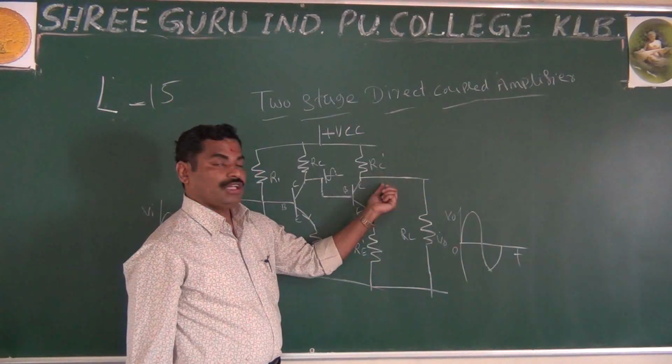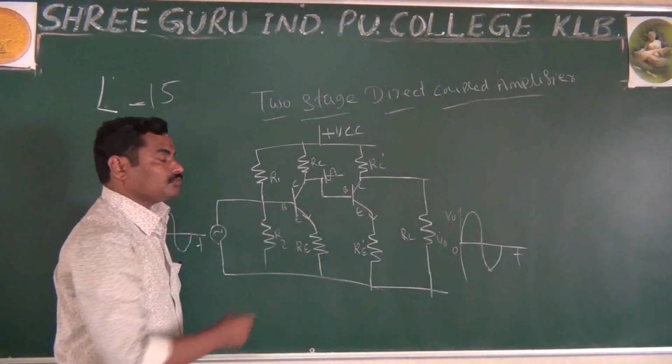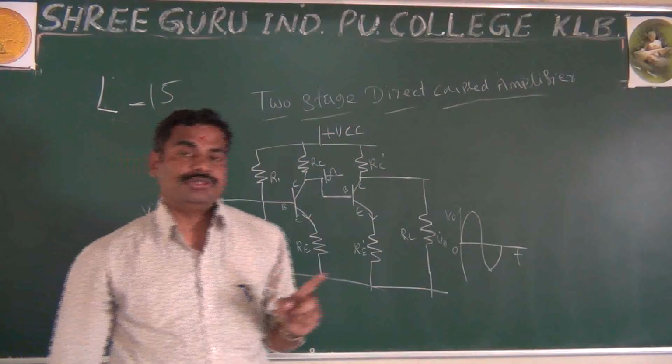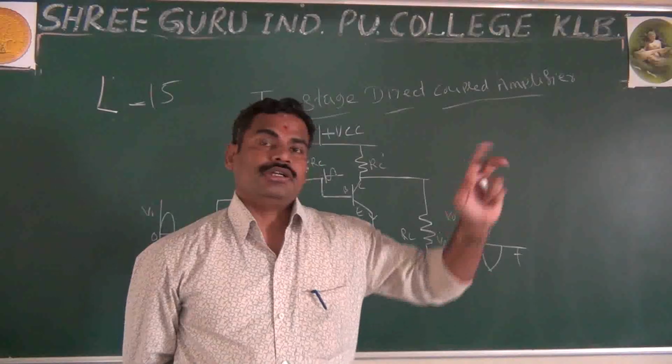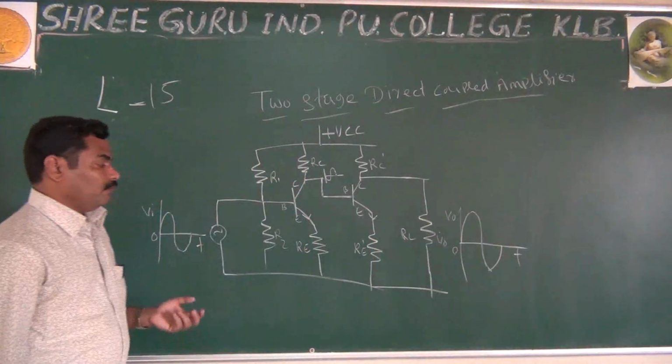Here also you are not using any capacitor, and here also you are not using any capacitor. That is why it is called a direct coupled amplifier. We are not using any capacitor, whether a coupling capacitor or a bypass capacitor. It is very simple.